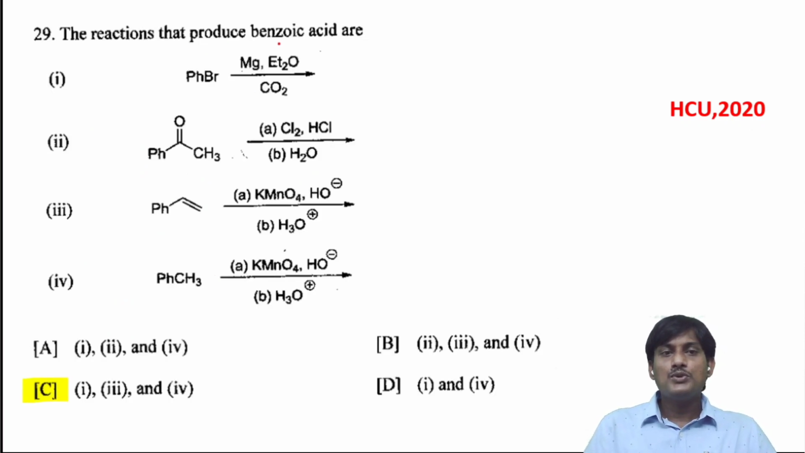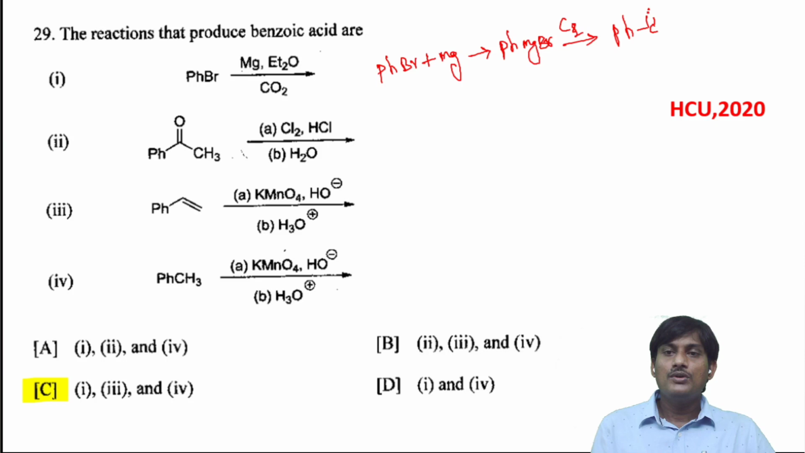The reactions that produce benzoic acids are, let's take the first one. This is PhBr. When you treat with magnesium, there is a formation of the Grignard reagent, PhMgBr. And when you treat with CO2, there is a formation of PhCOO minus. Upon treating with acid, you will get COOH. So there is a formation of benzoic acid.